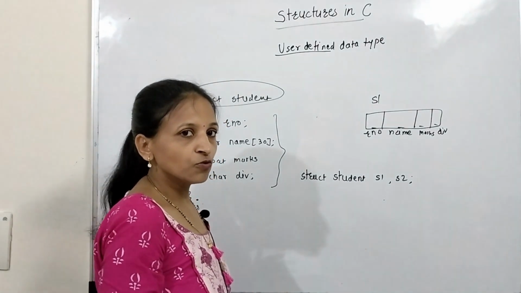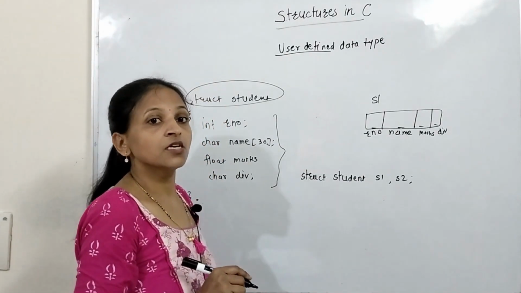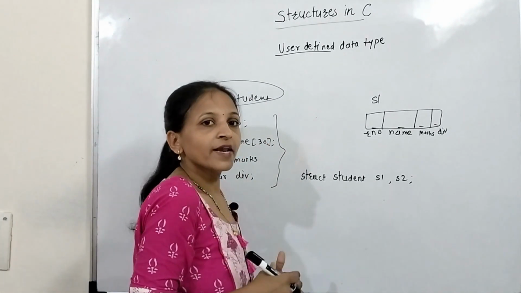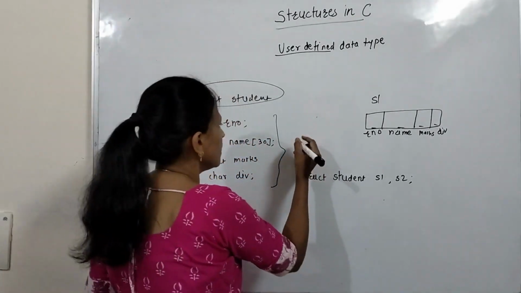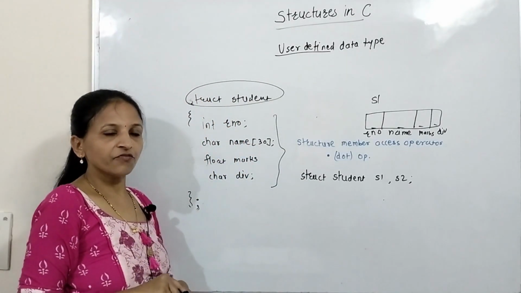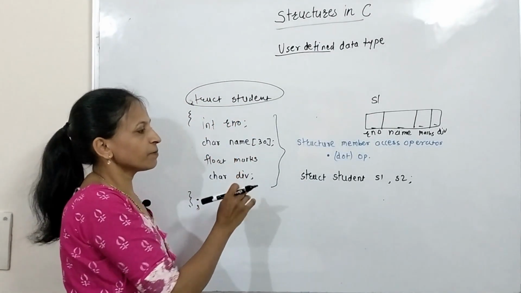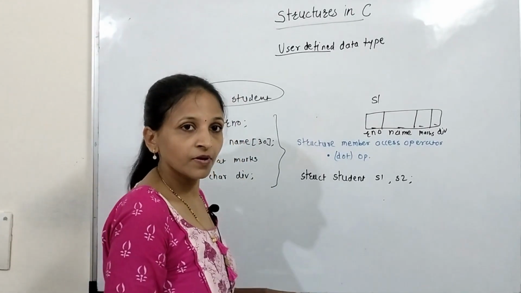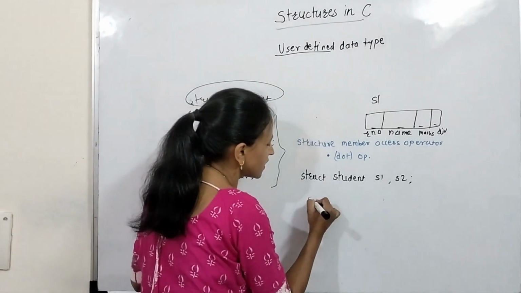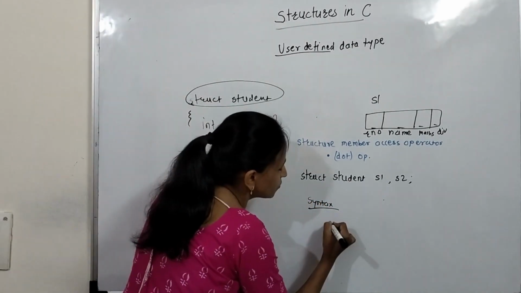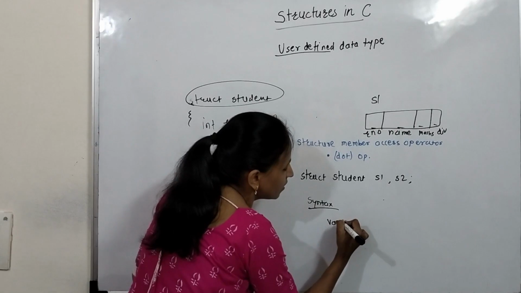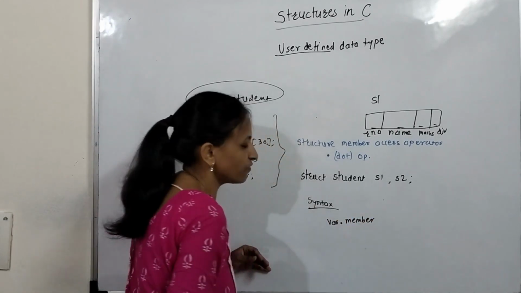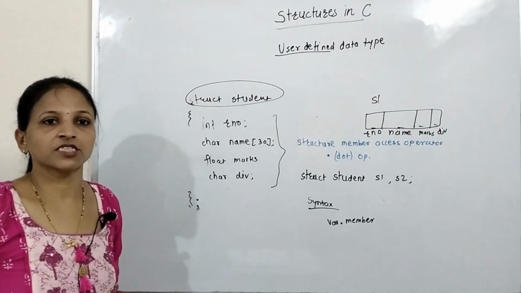For that we have to use one special operator, that is the dot operator, the structure member access operator. Okay, now using this dot operator we can access individual members of that structure with the variable name. How to access? The syntax is like this. You have to use the variable name, any variable, dot, member. In this way we can access an individual member of that structure.